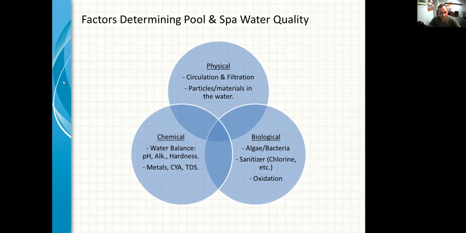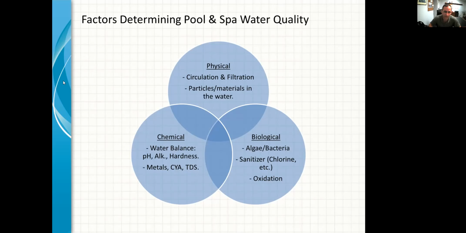And then chemical factors have to do with water balance, which is pH, alkalinity, and hardness. Those three things are important for pool water to be kept within a certain range. Also, chemical factors include any metals in the water, your CYA level, and TDS, total dissolved solids. So the water balance is important just to keep everything balanced. As long as your water is balanced, chlorine and everything else will work much better than when it's out of balance.